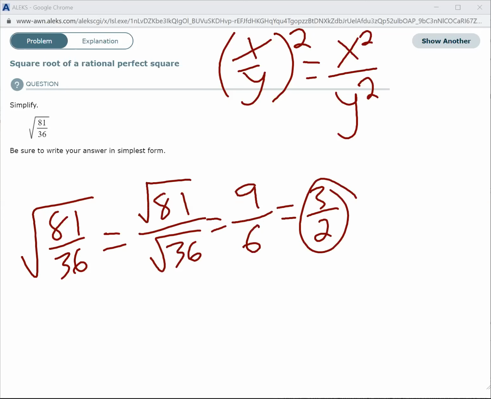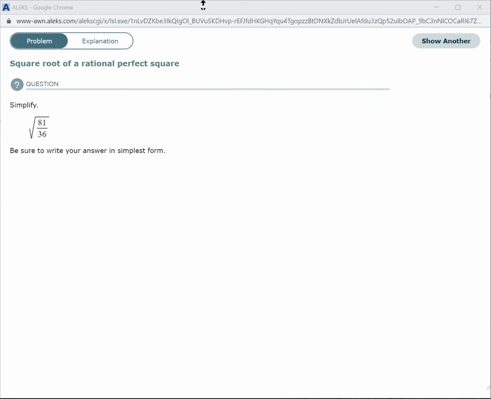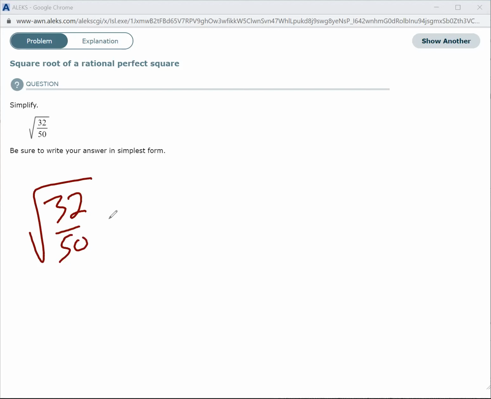Now, if we'll go ahead and clear that and do another one, sometimes we need to simplify before. So here, the square root of 32 over 50, well, this is going to need to be simplified because neither of those are perfect squares. However, both of those are multiples of 2, so if I take my square root of 32 over 50 and divide both parts by 2, I get the square root of 16 over 25.